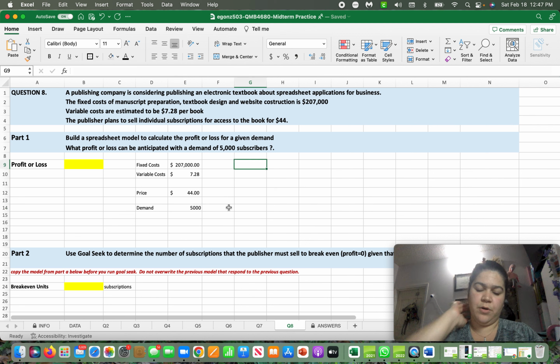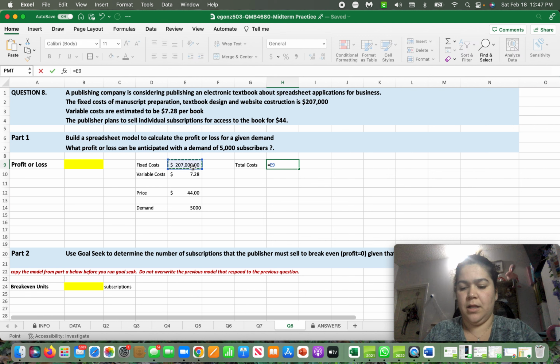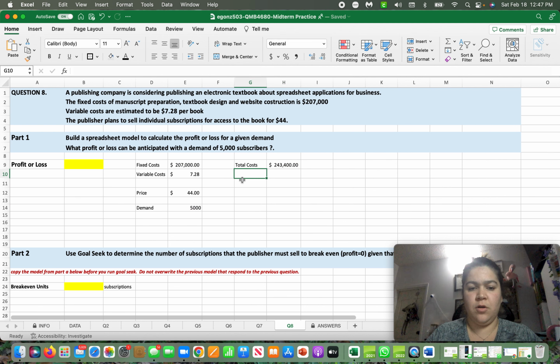Okay, so the first thing that we're going to calculate is the total cost. So the total cost is going to be what? The fixed cost, right? Plus, I'm going to open parenthesis, the variable cost times the demand, right? Because we don't have whole numbers just like the fixed cost. We have a dollar amount per subscriber. So that's where we're going to calculate it. So that's going to be your total cost.